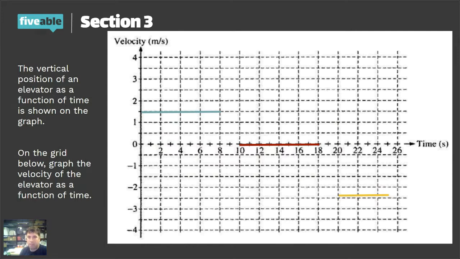The only problem here is we are missing some sections. We are missing the chunk between 8 and 10 seconds, and we are missing the chunk between 18 and 20 seconds. So the question is, how do we fill those in?